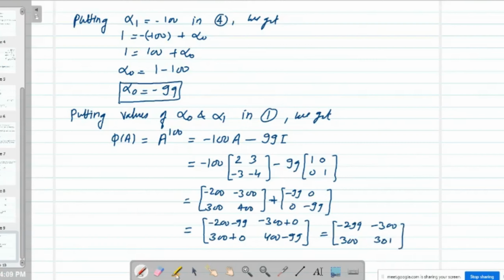So this is your A to the power 100. Therefore A to the power 100 equals the matrix minus 299, 300, then minus 300, then 301. So what is required is A to the power 100. Okay, this is how it is solved. Did you understand this? Yes, sir. Simple.